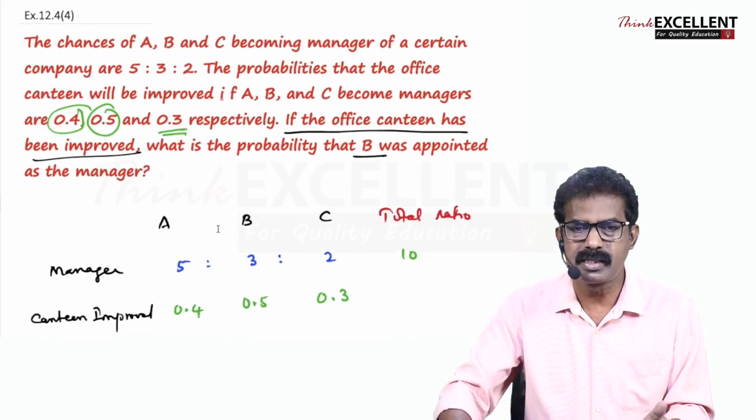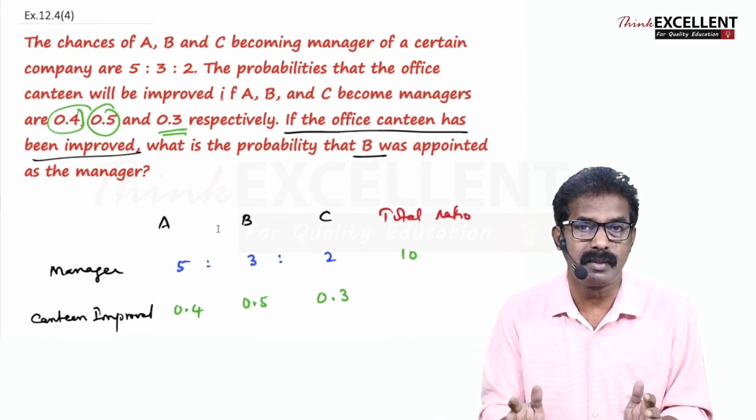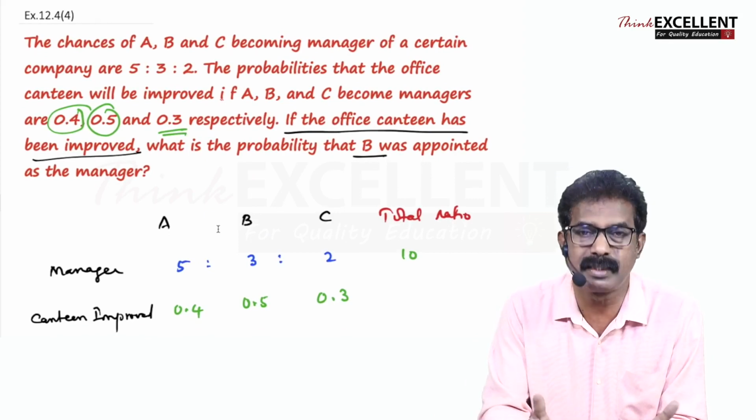So just 2 things, total probability and Bayes theorem. Okay, like this, you practice more questions. We'll continue in the next video.